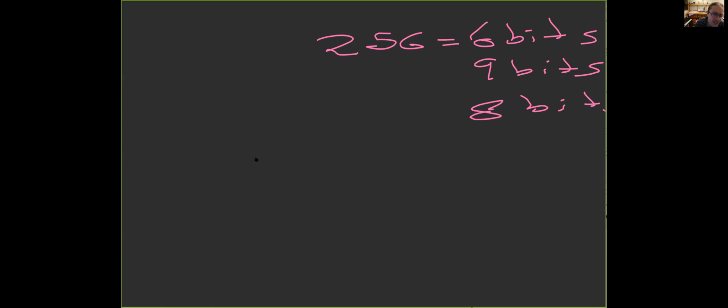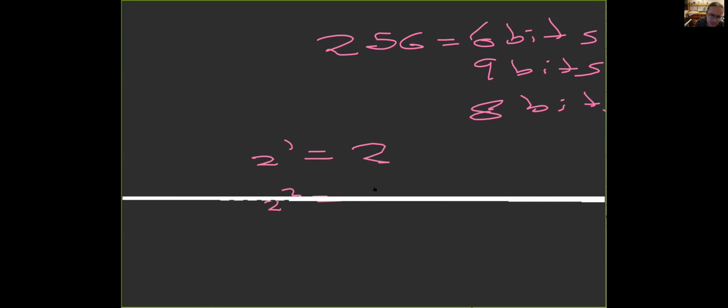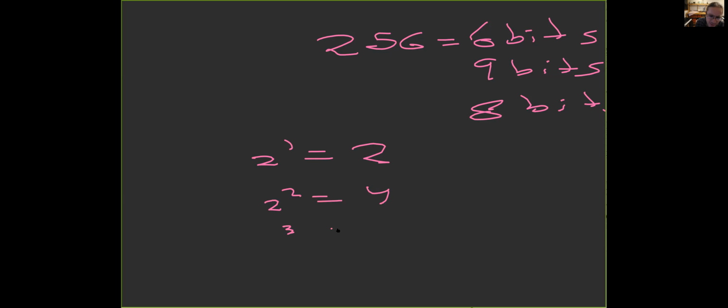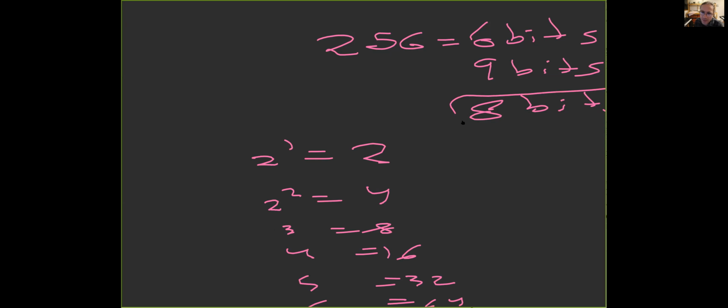Okay, let's see. How much is 2 to the 1? 2. Okay, how much is 2 to the 2? 4. And then to the 3 is 8, to the 4 is 16, to the 5 is 32, to the 6 is, how much is this? 64. To the 7 is 128, and to the 8 is 256. It's 2 to the 8, okay? 2 to the 8 bits.